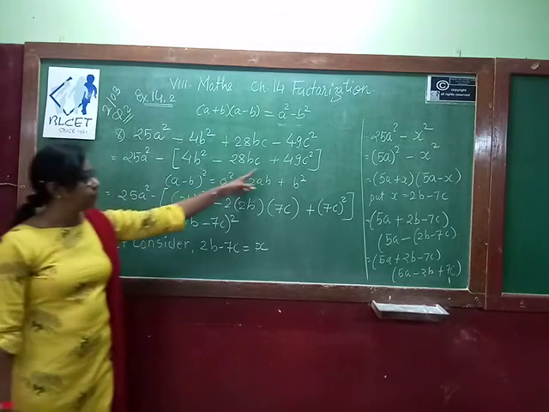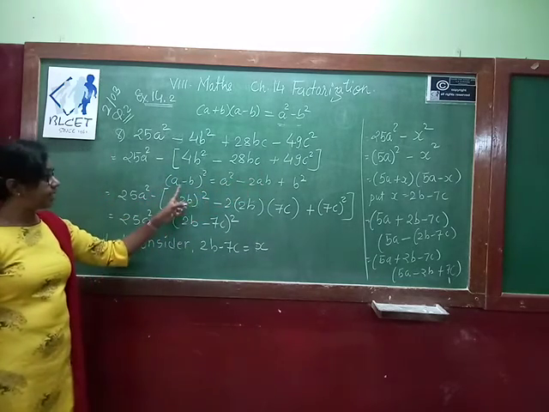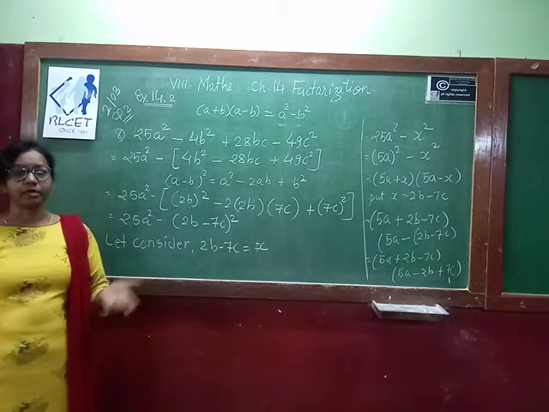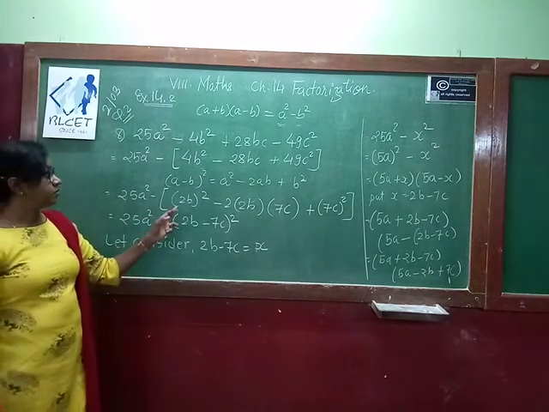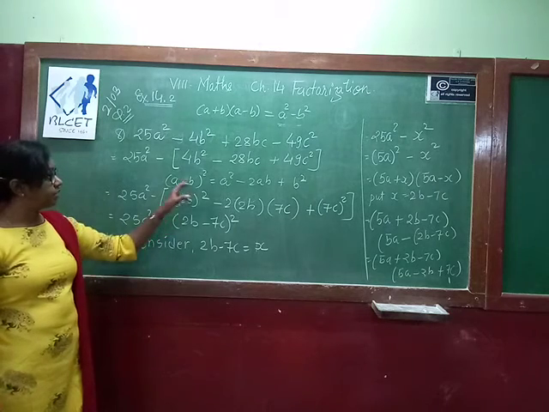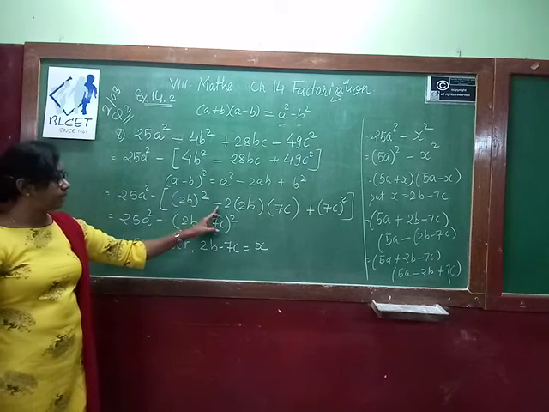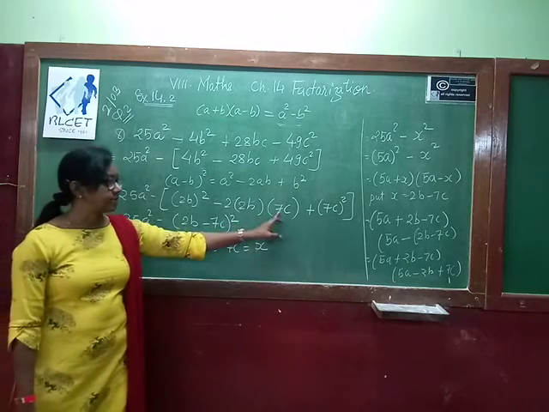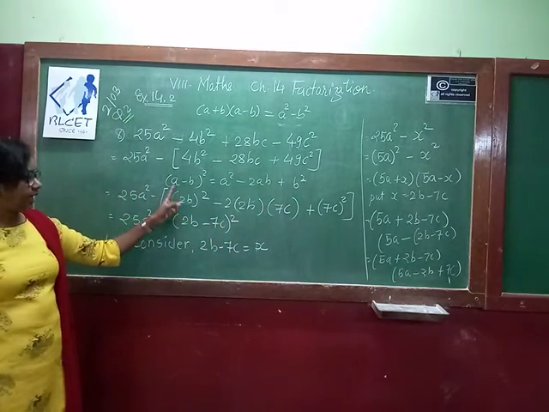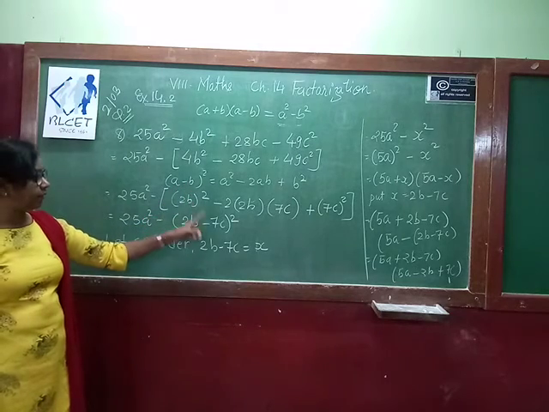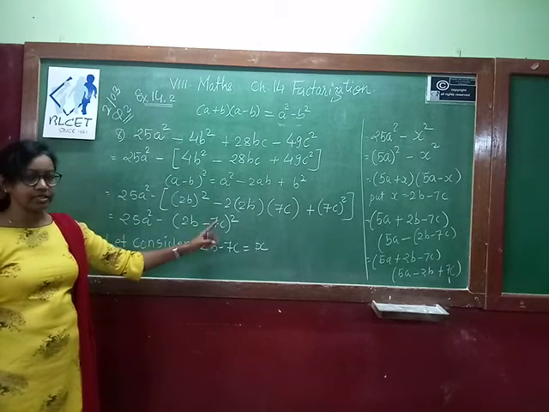Now here we have to apply the second identity, that is a minus b whole square. Maybe in some question you have to apply the first identity, that is a plus b whole square. So now we check the first term square, that is 2b whole square, minus 2 times first term times last term, plus last term whole square. For a we write 2b, for b we write 7c. So 2b minus 7c whole square.